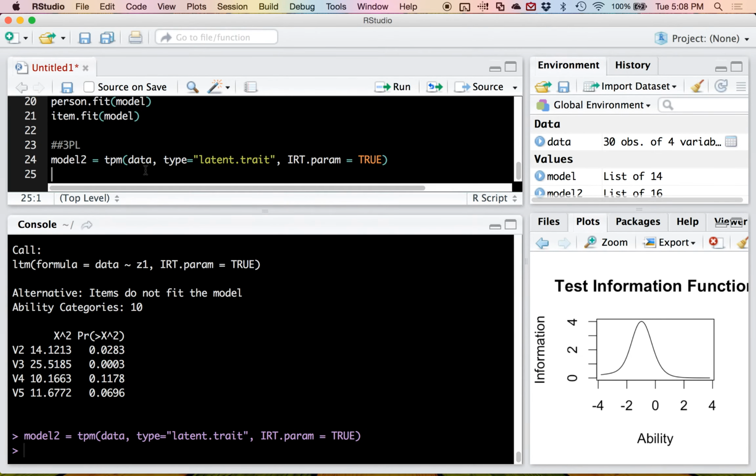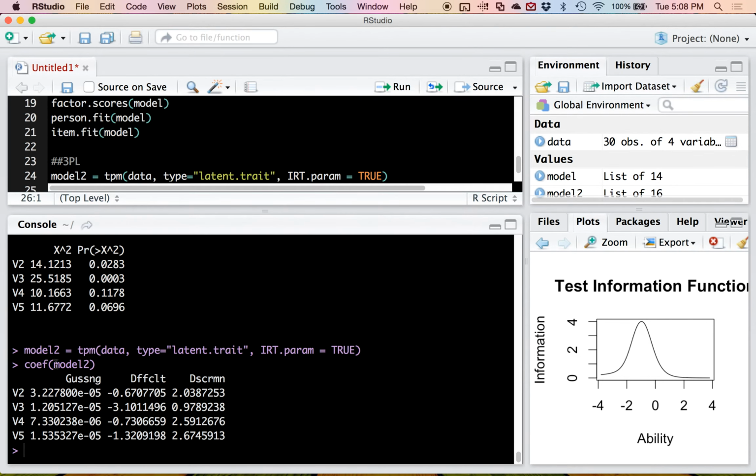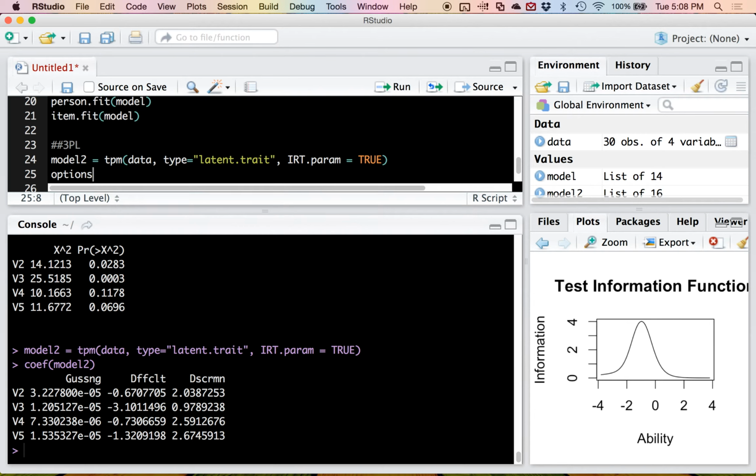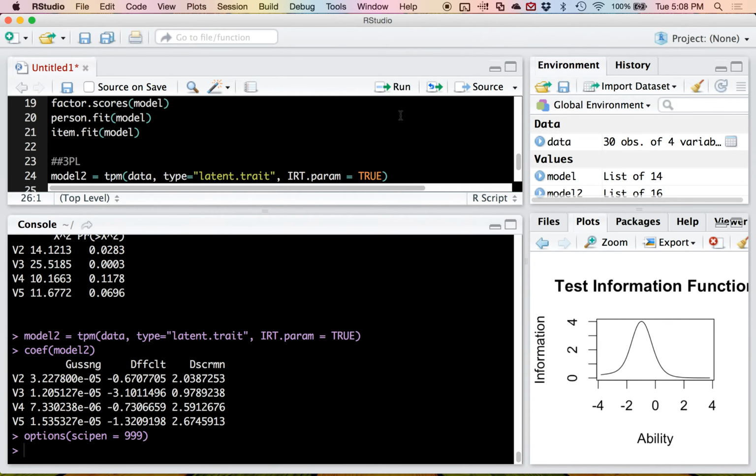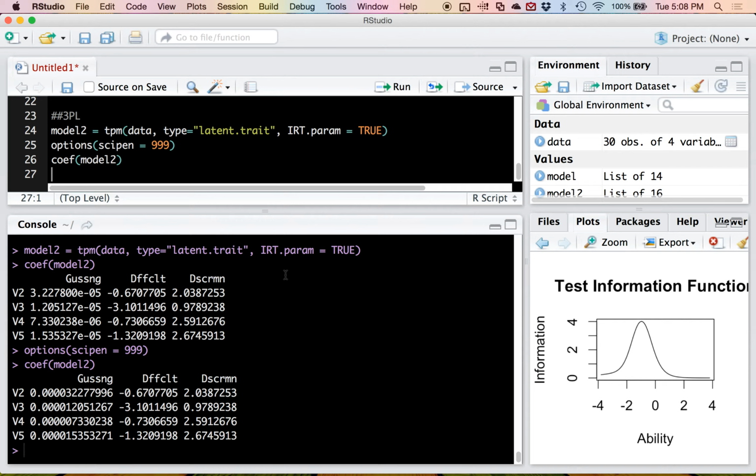Cool, it ran. Now let's do approximately the same things. So let's do coefficients, and let's look at the guessing parameters. So now we have the guessing parameters. Okay, this is in scientific notation. If you are like me and you're like, ugh, math, you can turn scientific notation off by doing that. So it's under options, scipen equals 999. You would have to do that every single time you open R, but that's how you turn it off. And now I can run those coefficients again and look at them in non-scientific notation. If you're used to scientific digits, go ahead and be awesome. I hate thinking about e to the -6 because it gives me a headache.